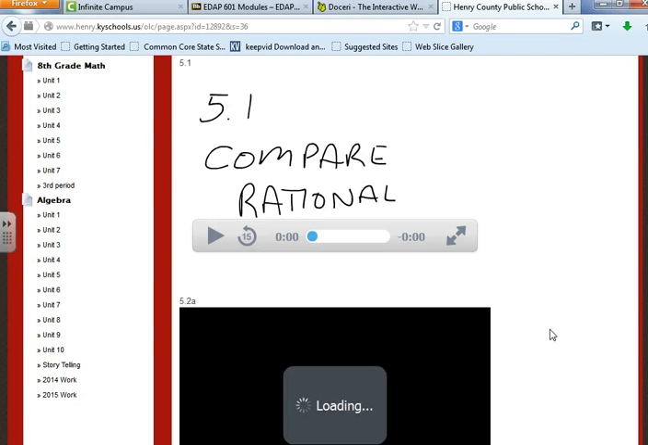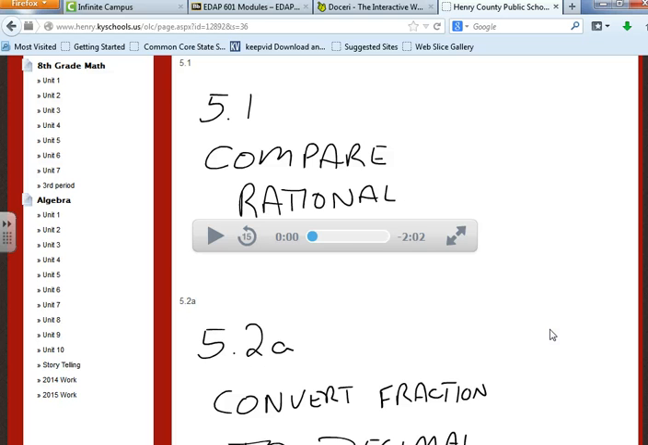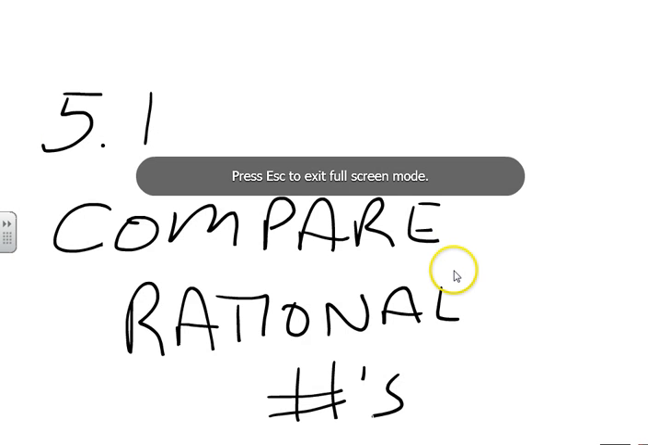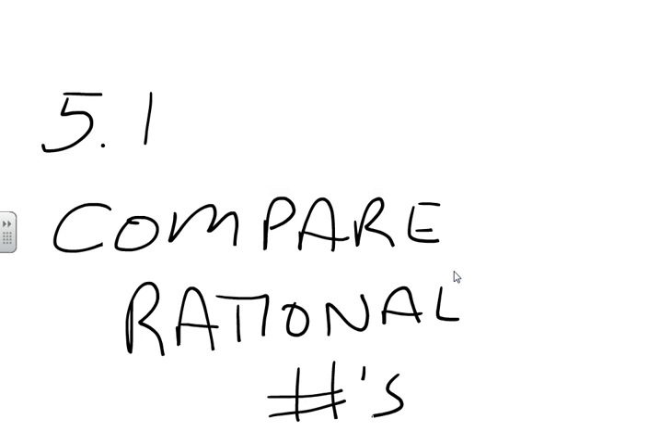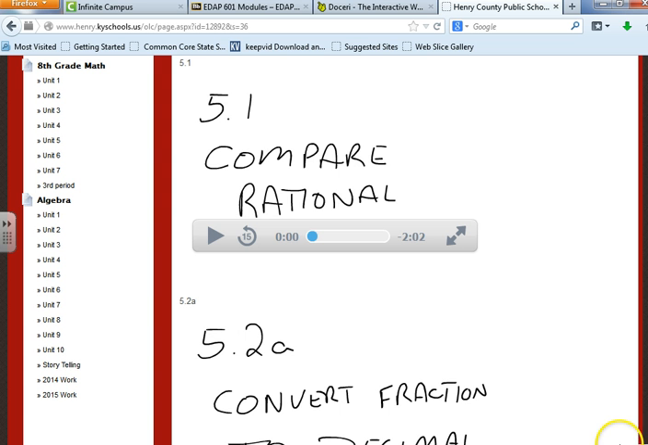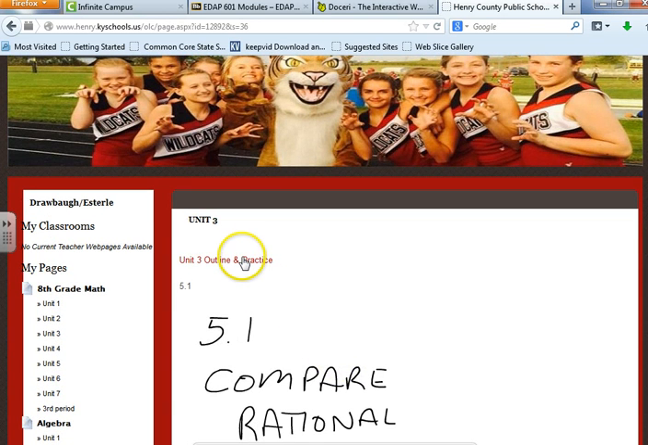They'll also know what section of the unit they're on, and you can see here that this is the first video for 5.1 in the 3rd unit on how to compare rational numbers. They start the video, they can play the video, they can pause the video, they can take notes off of the video, whatever they need to do. After they've watched the video, then it's up to them to practice. They're given practice worksheets, and those are also included here on the website in case they lose their copy. It's just a PDF file that they can go to.